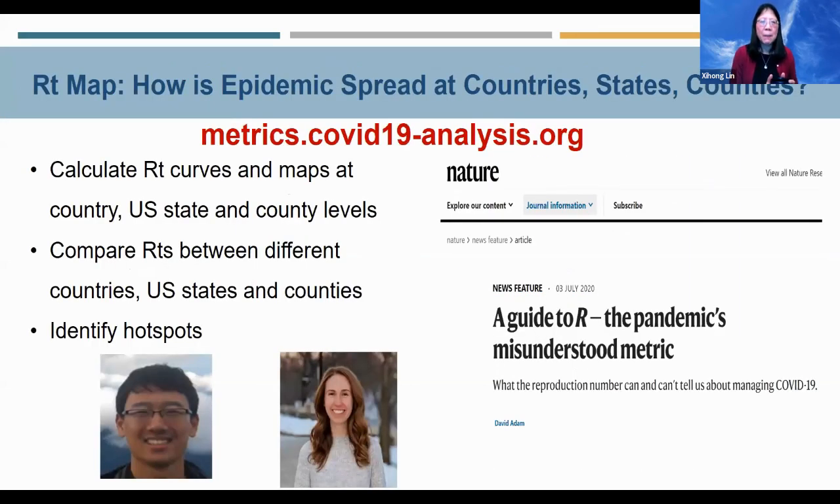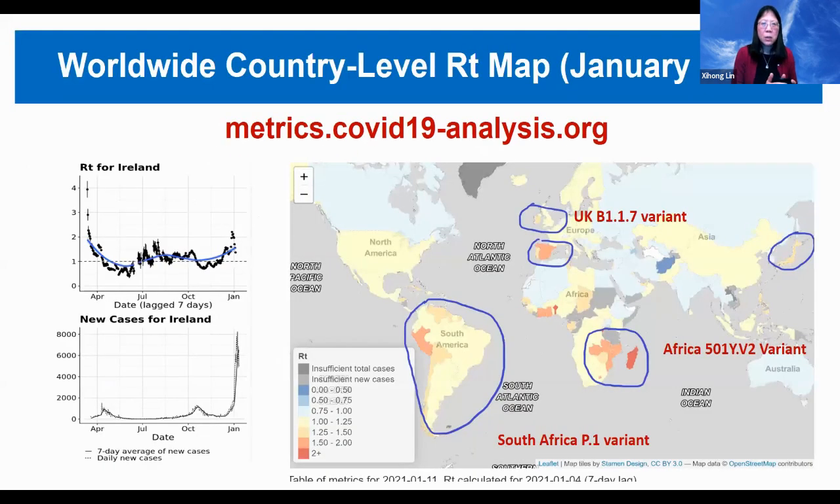And also we developed an app in early spring that estimated the Rt values at the country level, state level, and also county level. This app was led by my two students, Andy Shi and Sheila Giller. And this website was featured in Nature in the summer. So this is just the most recent Rt map from the app. You can see that right now there are a few clusters. You can see the UK and also Ireland, where right now the spread is quick. And a major reason is this new UK variant, which is 50% more transmissible.